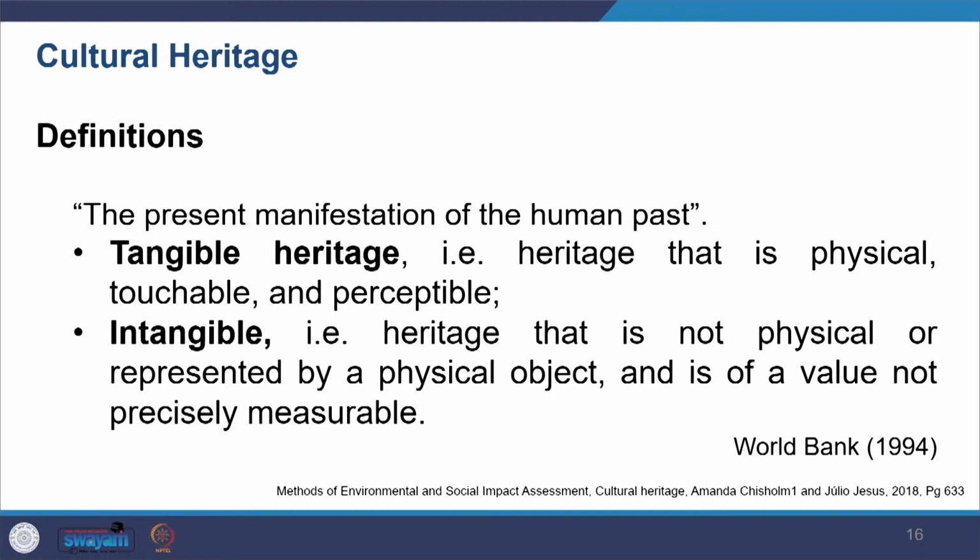So it identifies both the elements. It looks at the tangible heritage as well as intangible heritage. And when we try to understand what is tangible heritage, it's the heritage that is physical, something which we can really touch and perceive. And intangible heritage is not physical, or you cannot represent it in a physical sense, but it has value, and you cannot really measure it with precision. So that's intangible. So World Bank defines both these kinds, tangible and intangible, as cultural heritage.